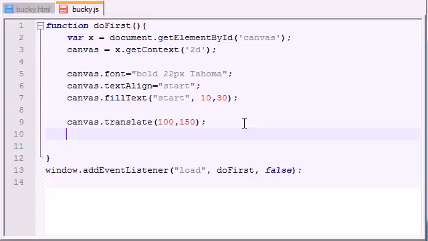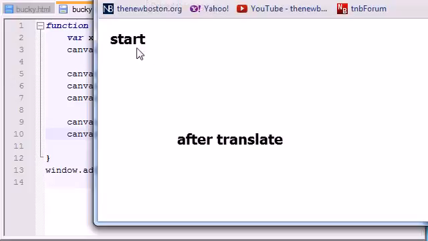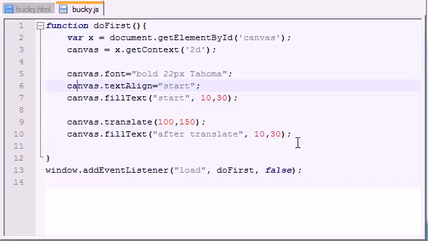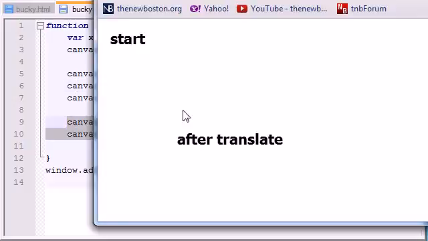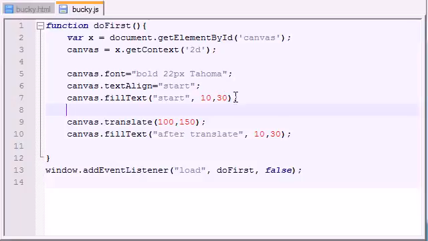Now it would be good if we actually had something to write after that. So we'll write canvas fill text, and I'm going to copy this piece right there. And what can we write right here? Like after translate. Let me save this and refresh it and check it out. My start is right here where it was, but the text after translate is now down here. Even though we're writing both texts at 10, 30, let me change this to 0, 0. Whenever you write something at 0, 0, it's in the very top leftmost corner.